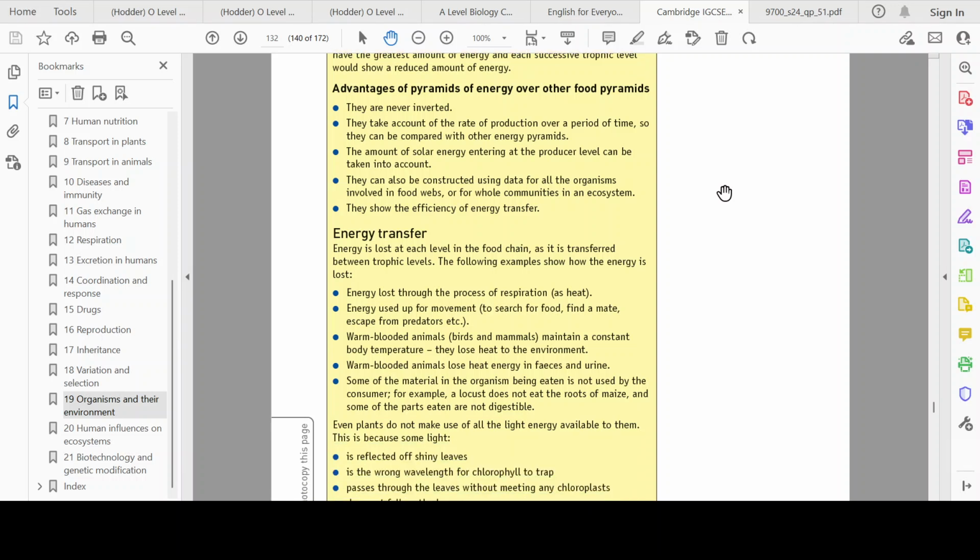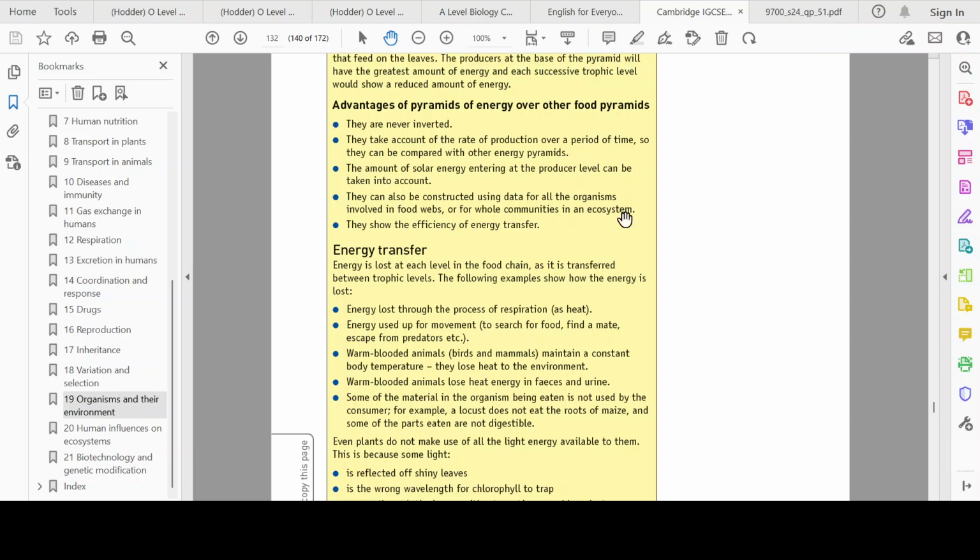Now they're comparing the advantages of pyramids of energy over other food pyramids. They're never inverted. Even for the pyramid of biomass, they said it's usually pyramid shaped, but there could be a situation where it's an unusual setup. But the pyramid of energy is never inverted. So you always have the greatest energy with the producers, and then less and less energy as you go up.